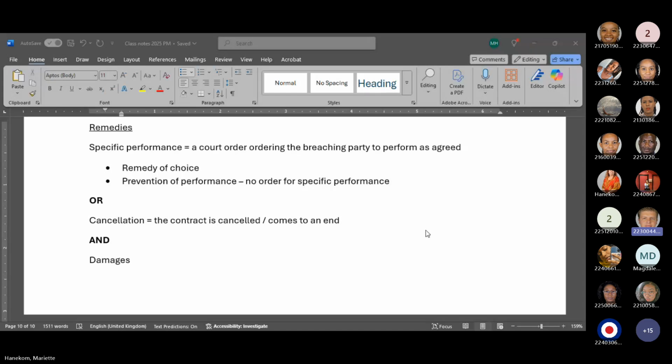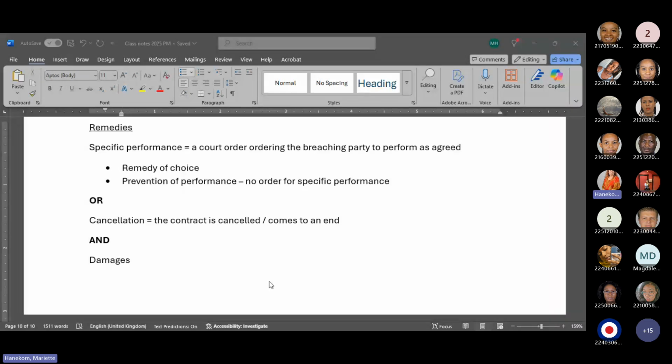Okay, I believe so. The type of breach is prevention of performance. If you've been prevented from performing according to the contract, they can't. The court can't issue specific performance to take place because you have been prevented from performing.